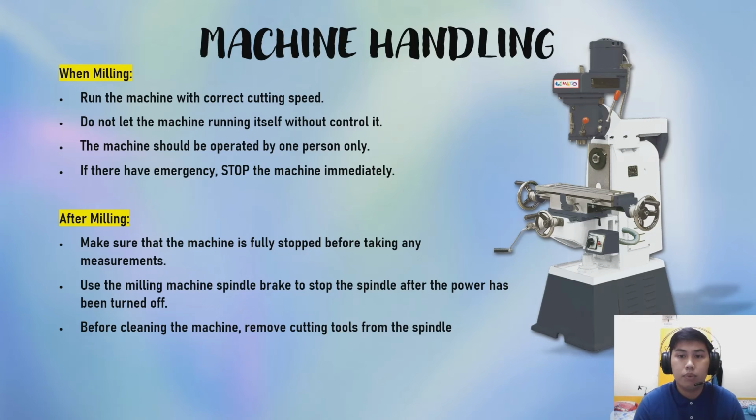After finishing the milling process, we need to make sure that the machine is fully stopped before taking any measurement to avoid any injury. We need to use the milling machine spindle brake to stop the spindle after the power has been turned off. Before cleaning the machine, remove cutting tools from the spindle to avoid cutting ourselves.